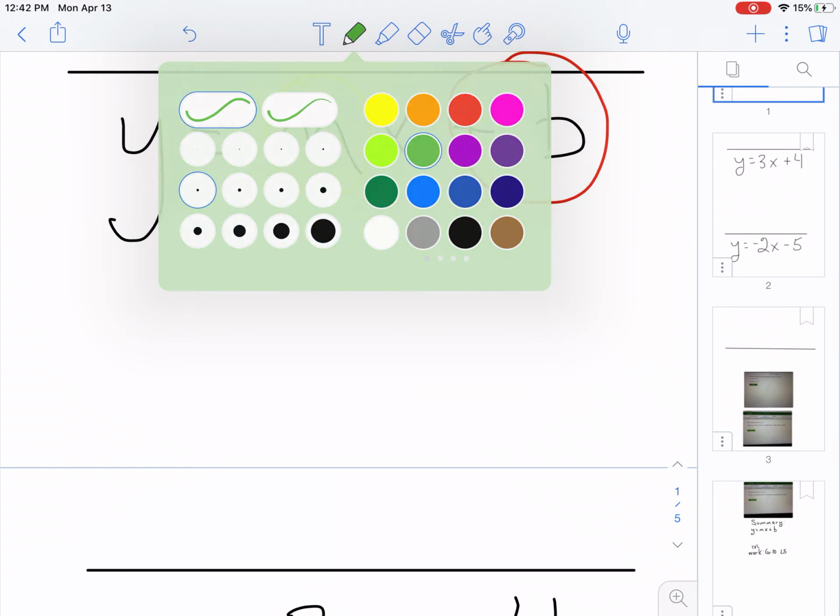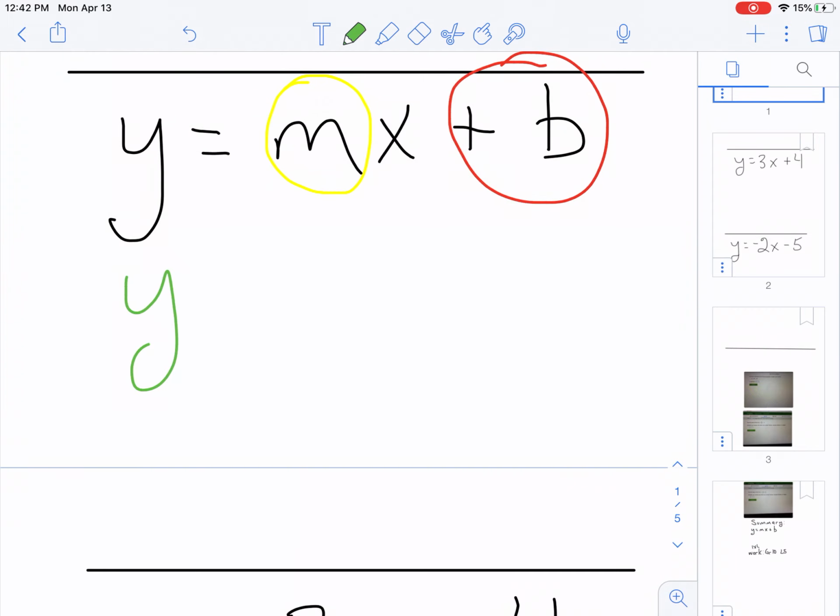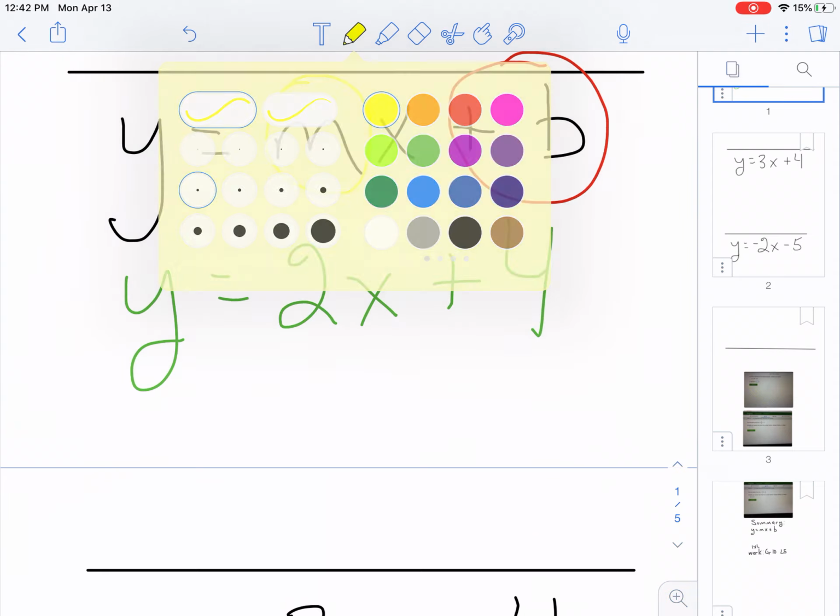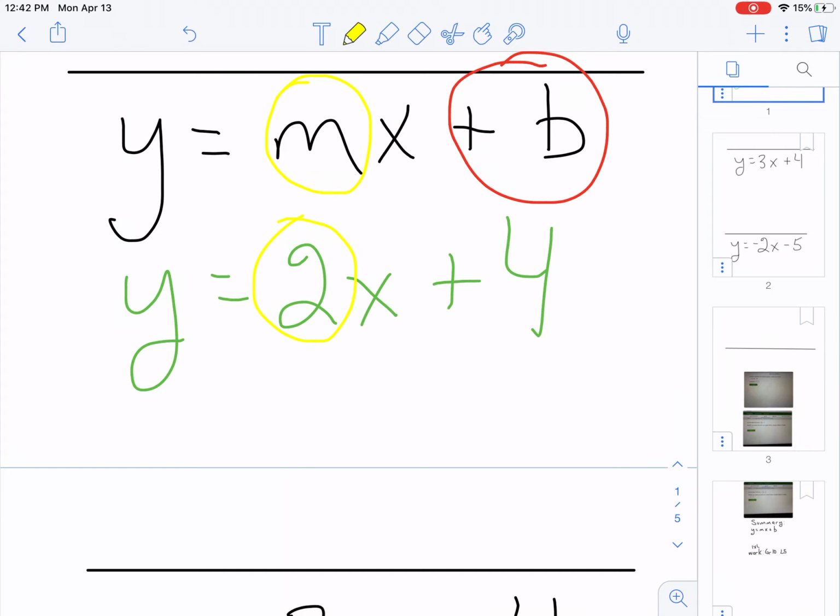So, for example, if I write the equation y equals 2x plus 4, the slope of the line will be 2, and the y-intercept will be 4.